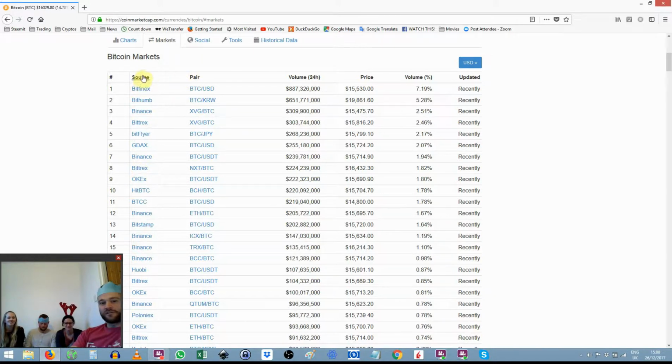So what you can do here is, this is the name of the place that you can trade. If you wanted to trade the coin in that place, you'd have to have an account with those people. Okay. And then these are the pairs. So the pair means, is it from Bitcoin into US dollars or Bitcoin?